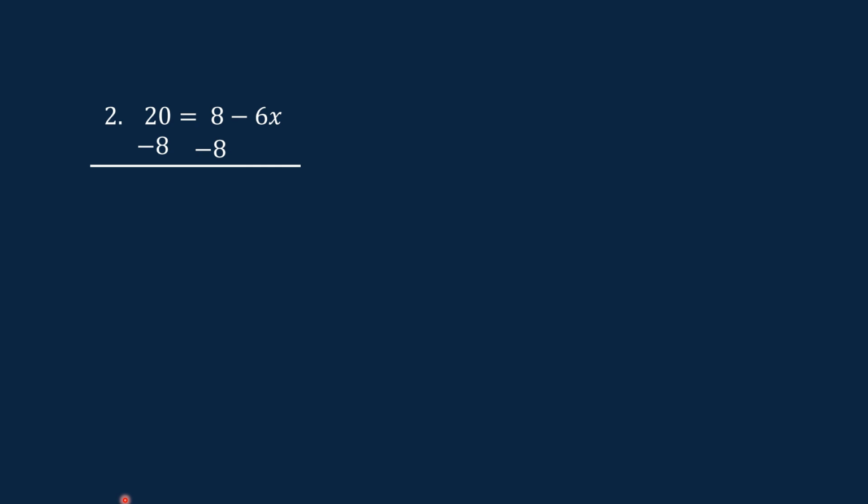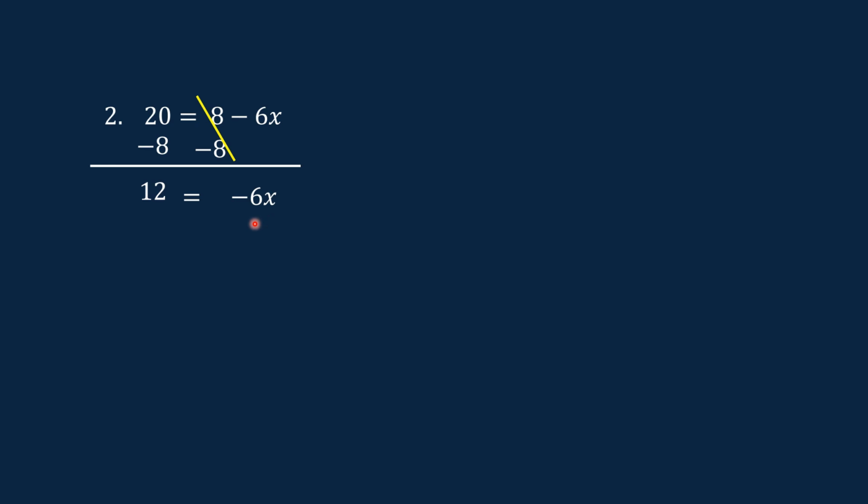20 minus 8 is equal to 12. Positive 8, negative 8 is equal to 0. So we can cancel this. We bring down negative 6x. So we have now 12 is equal to negative 6x. This is negative 6x or negative 6 times x. The opposite of multiplication is division.